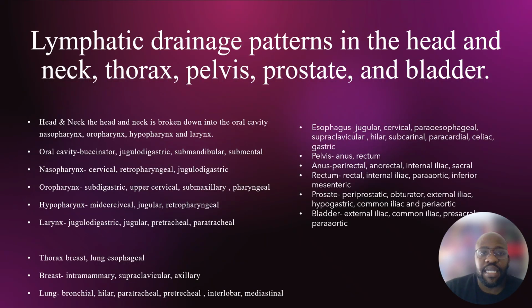Lymphatic drainage in the head and neck, thorax, pelvis, and bladder. Whew, that's a lot. So the head and neck is broken down into the oral cavity, nasal, oropharynx, hypopharynx, and larynx. So for the oral cavity, the Burkinator node, the jugulogastric node, mandibular, and submental, just depending on where that tumor is. So if it's towards the front, it's going to be the submental into the submandibular, and then it's going to drain into the cervical nodes and jugulogastric.